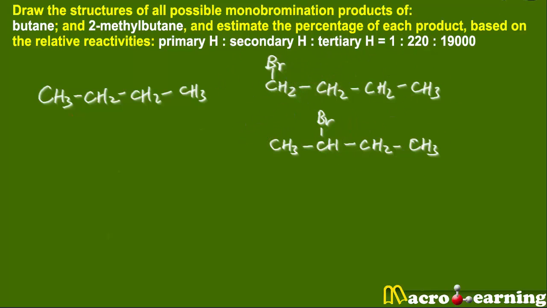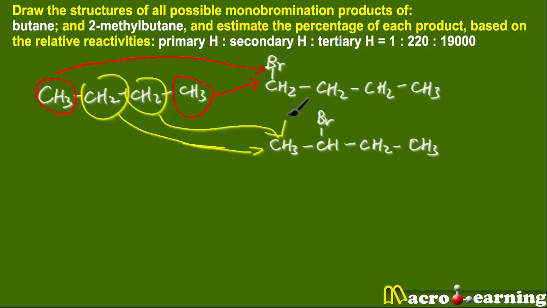And let's see, this product is from the reaction of bromine with the primary hydrogens, right? Whereas this product is from the reaction of secondary hydrogens with bromine. Well, they're pointing to the product. They're not necessarily pointing to any specific carbon atom or anything, but you get the idea.